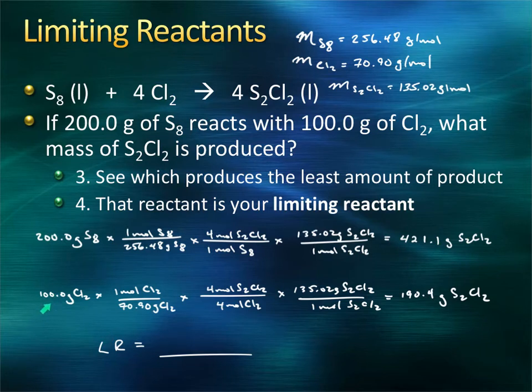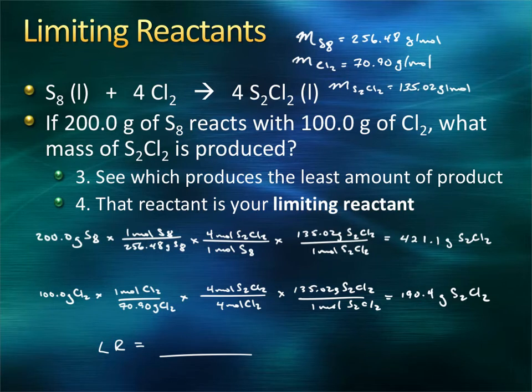We'll do the same thing again, but with the chlorine. So 100 grams of it divided by the molar mass of Cl2, 70.90. And then turning it back into S2Cl2, 4 moles of S2Cl2 over what we're starting with this time, which was Cl2, 4 moles there. And then times 135.02 grams of S2Cl2 per mole, the molar mass of S2Cl2. The last step is the same in both of them, and I get 421.1 for the first one and 190.4 for the second one.